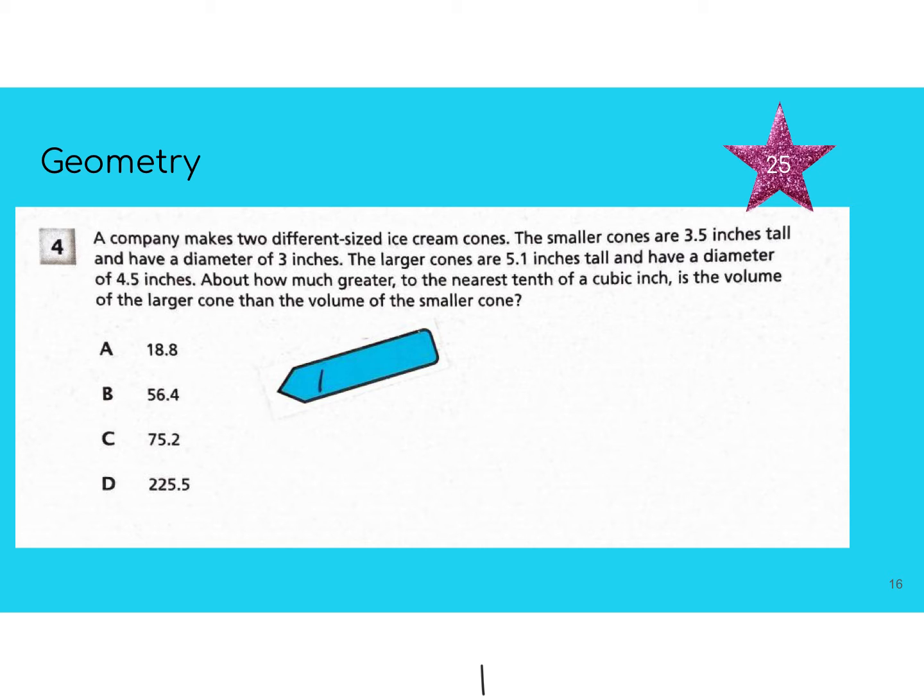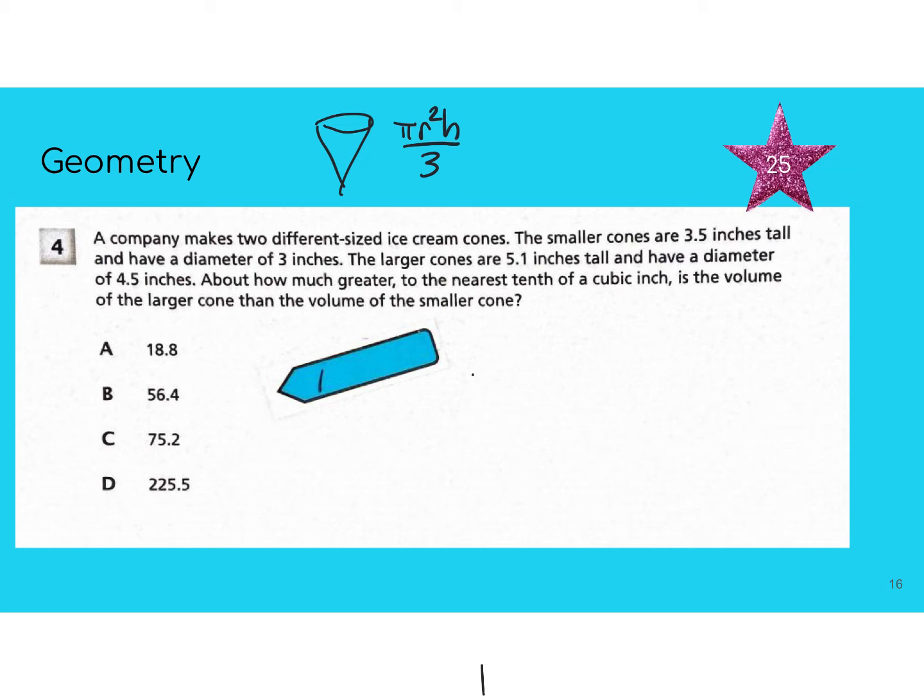So right now, I will give you the equation for the volume of a cone. Remember, it's pi r squared h divided by 3, or 1/3 pi r squared h. And we do not need the volume of anything else but a cone because we're comparing ice cream cones.